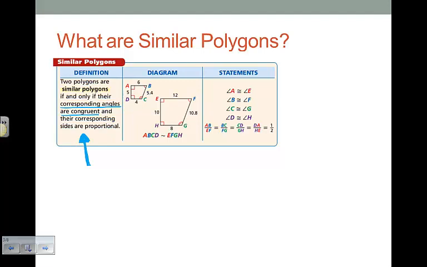The other thing that has to be true about similar figures is that their sides have to be proportional. So if I do ratios of corresponding sides, they should all be equal. So 5 is to 10, just as 4 is to 8, just as 6 is to 12, just as 5.4 is to 10.8. All of those ratios equal 1/2, and that means that their sides are proportional. So then these two figures would be similar. So we would say figure ABCD is similar to figure EFGH.